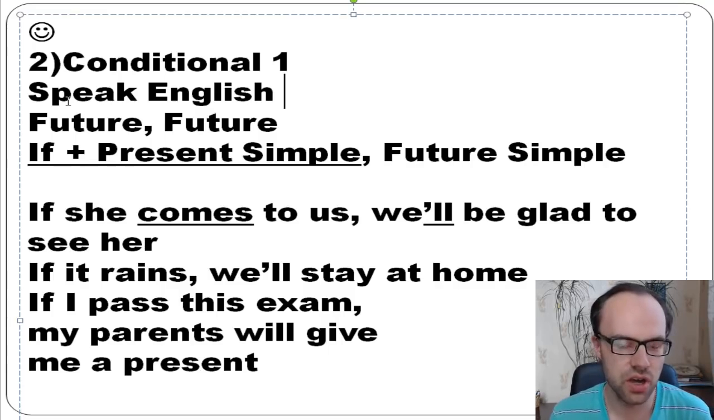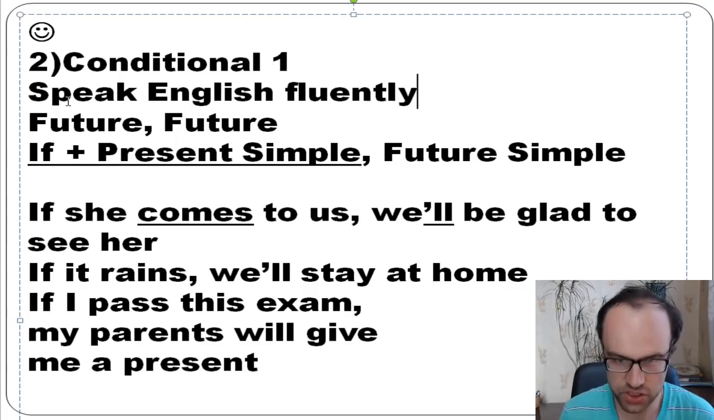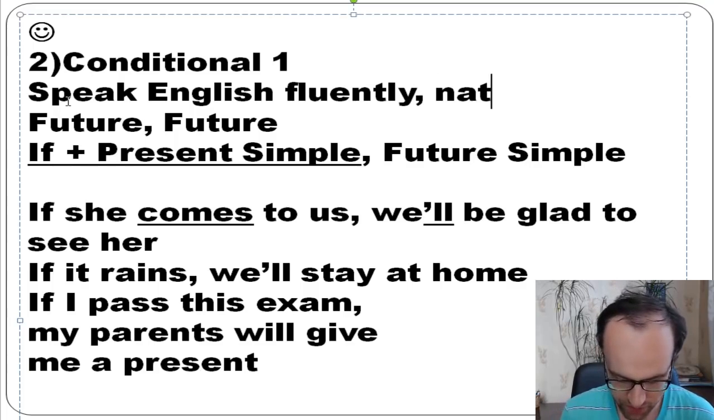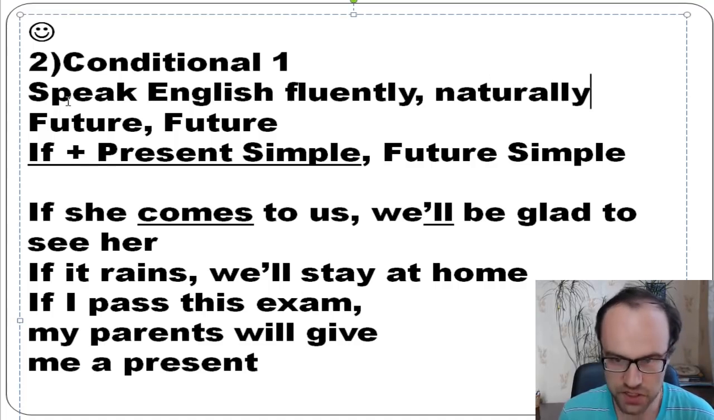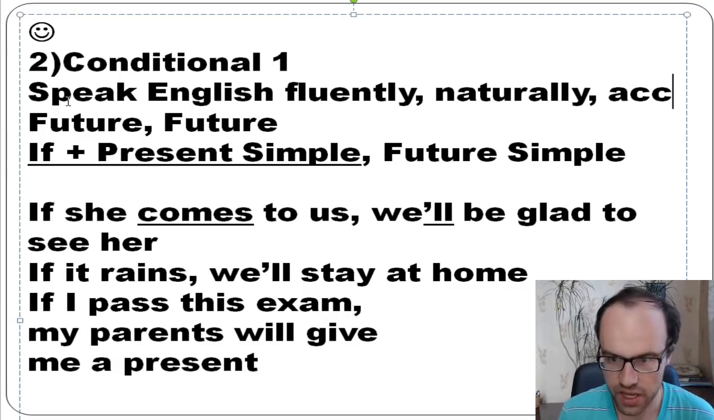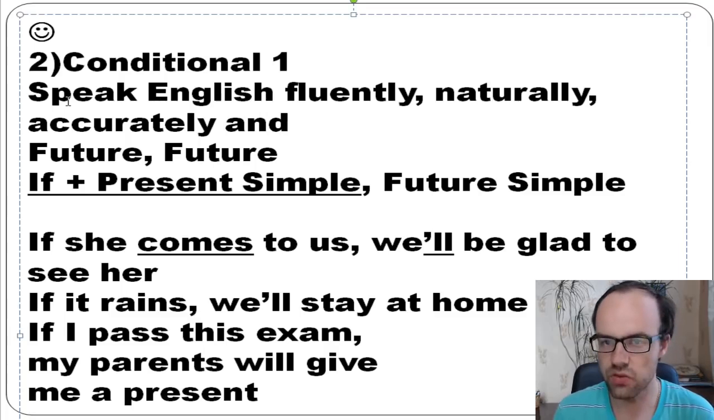So you can use all this grammar in your speech, and you can sound more natural and more advanced. Okay, so speak English fluently. It means you can speak it very fast, naturally, like native speakers. So you need to sound natural, okay, fluently, natural, accurately. Accurately means without mistakes, and confidently.